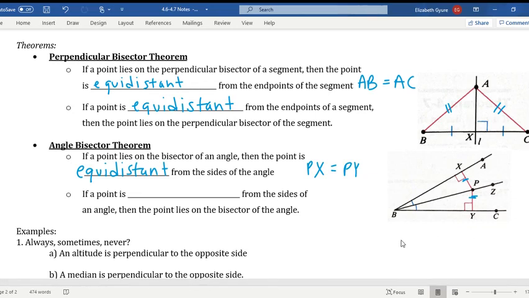And then one last thing, if a point is equidistant from the sides, then it lies on the bisector. So just the other way around. If you know it's equidistant, then it's on the bisector. Okay?